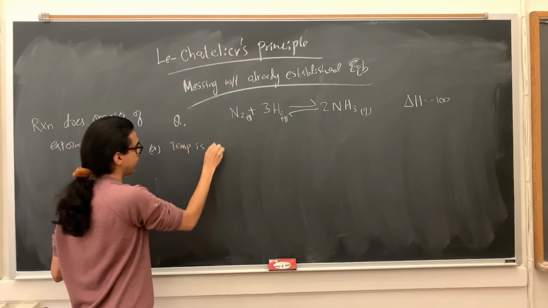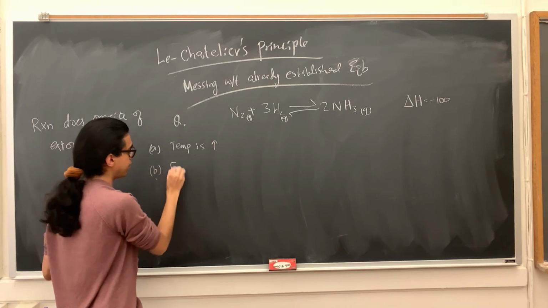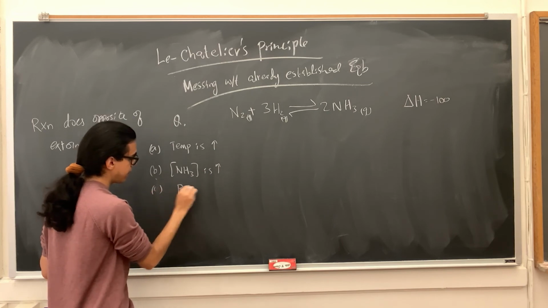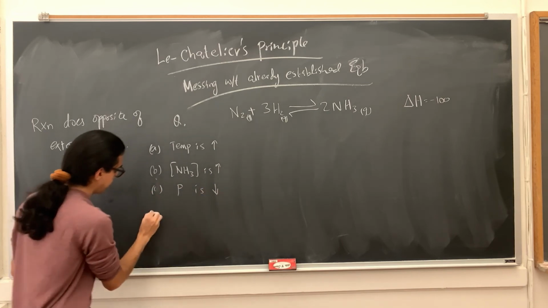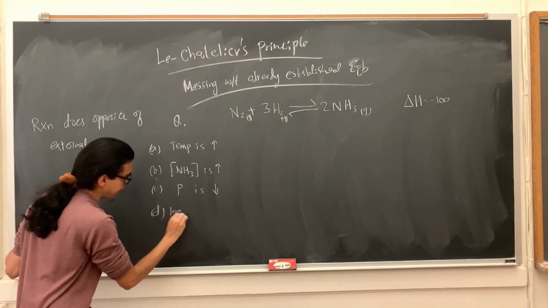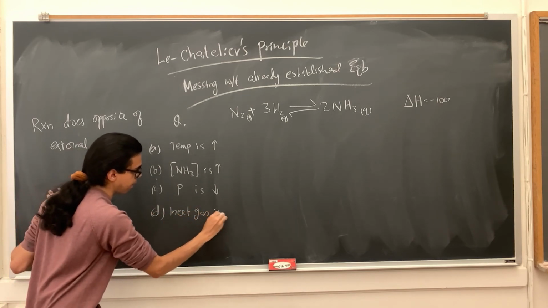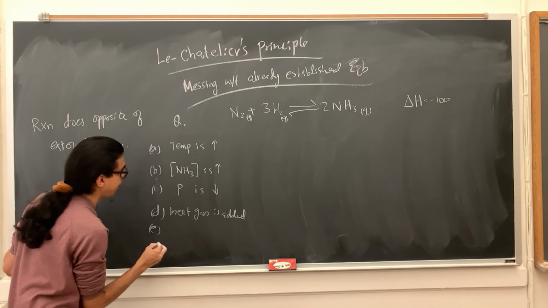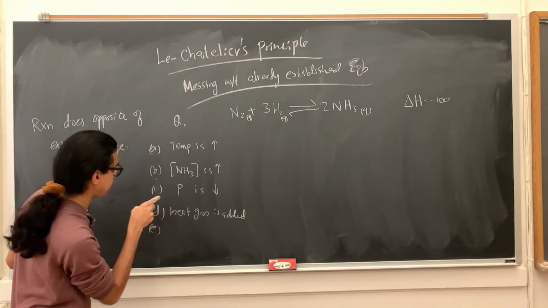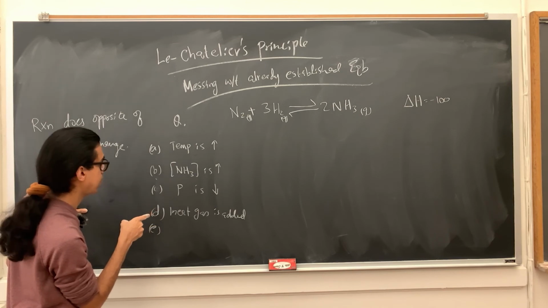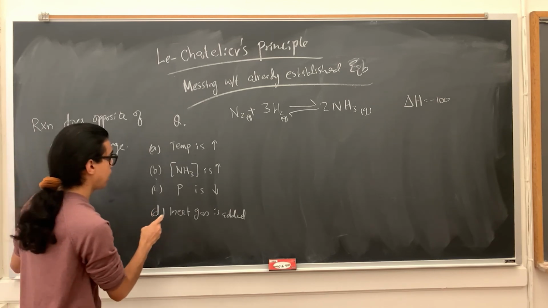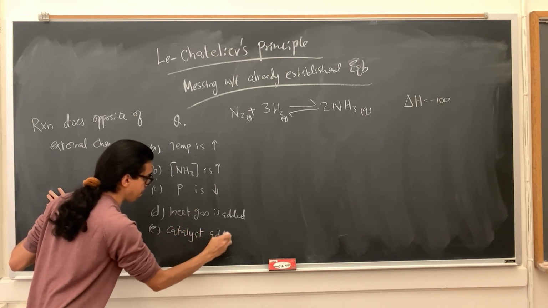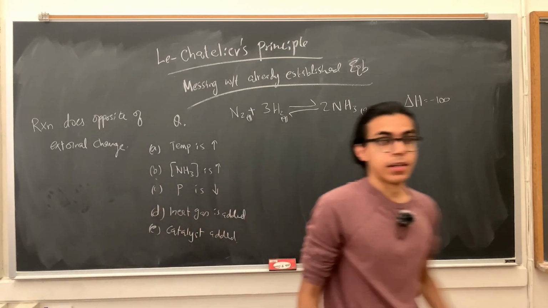A, temperature is increased. B, concentration of NH3 is increased. C, pressure is increased or decreased. And D, inert gas is added. E, what else do we have? Oh, catalyst is added.